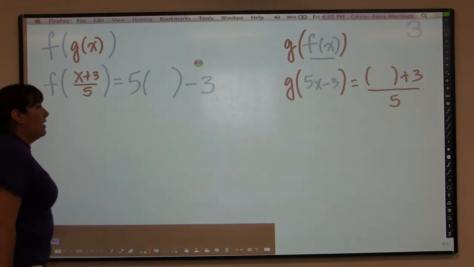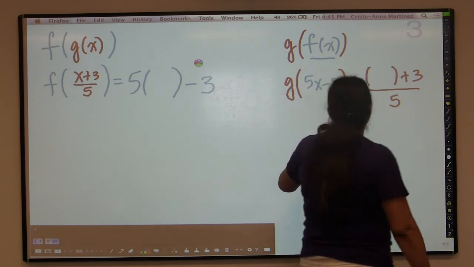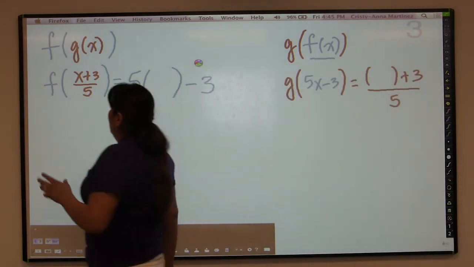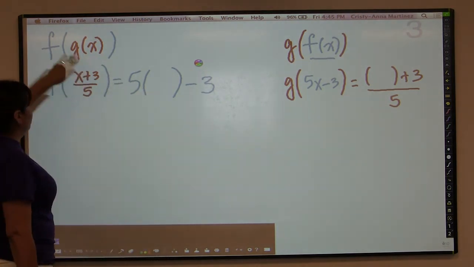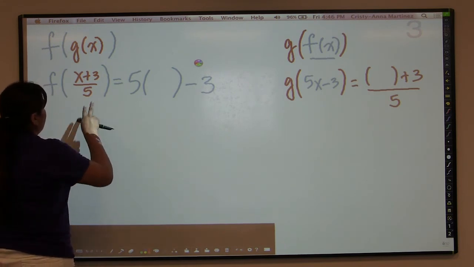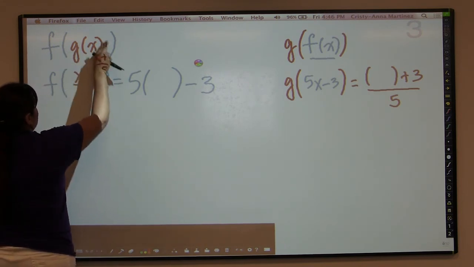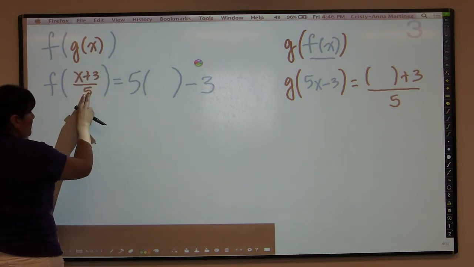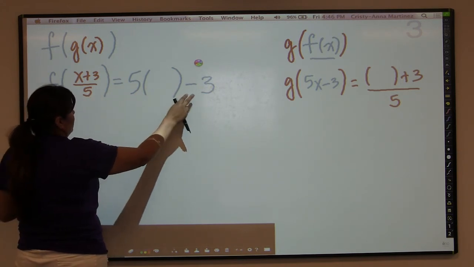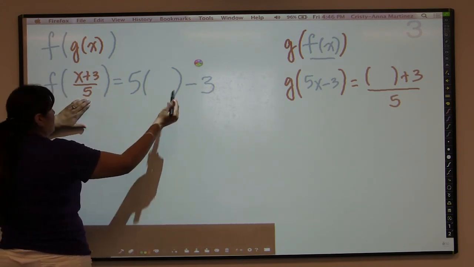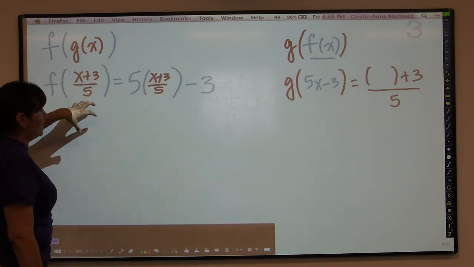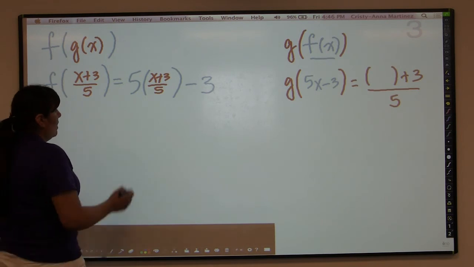Okay, so what do I want to show you? I want to show you that when you do the composition, when you put the inverse function inside of the regular function, they're supposed to cancel out, basically. So I'm replacing g of x with what the function was, which is (x plus 3) divided by 5, and then the f function, if you recall, was 5x minus 3. In the place of x, I'm going to put the g function, which is (x plus 3) over 5. So I am putting the g function inside of the f function.